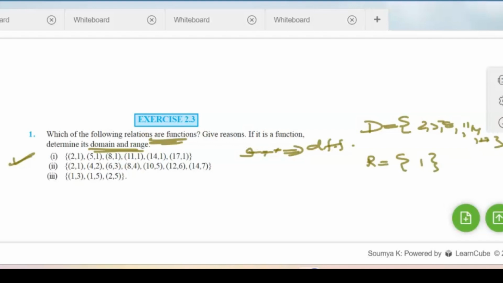Next one, or the second question, is this one. Again, if you see, inputs are all different. So this is also a function. Domain, if you see, would be 2, 4, 6, 8, 10, 12, 14. Range would be 1, 2, 3, 4, 5, 6, 7.